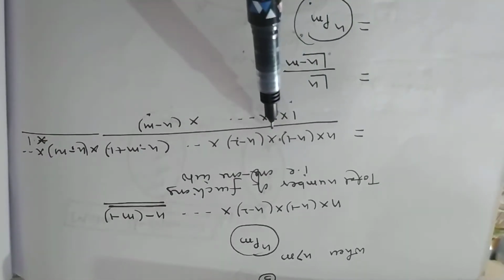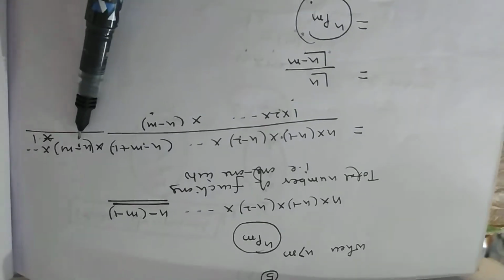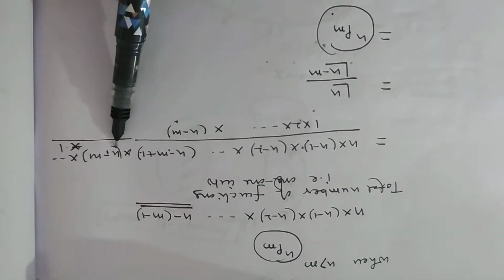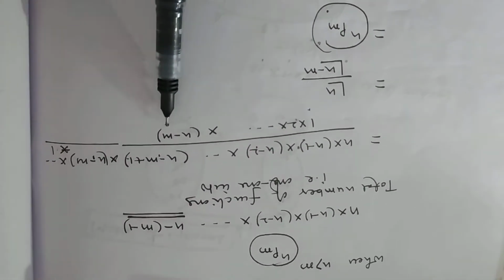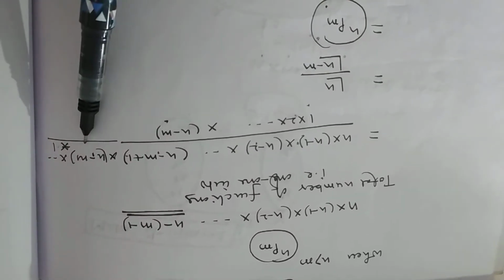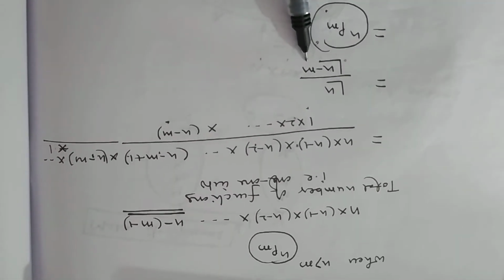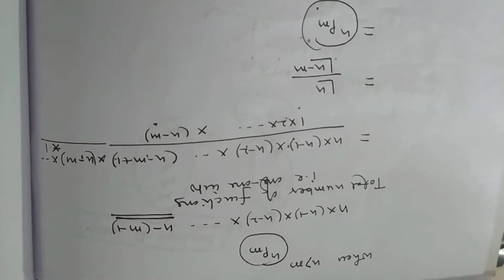So after getting the product from n down to n minus m plus 1, we multiply both numerator and denominator by the product 1 into 2 into up to n minus m. We will get factorial n in the numerator and factorial n minus m in the denominator, and it will be nPm.